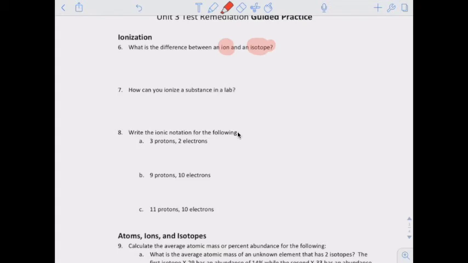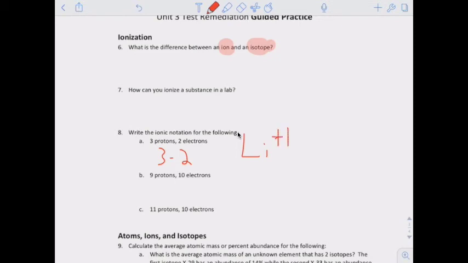Number 8 says, write the ionic notation for the following. So we have 3 protons, 2 electrons. 3 protons tell us that it is indeed lithium. It doesn't tell us the number of neutrons, but we can write lithium, and we really don't have to write the 3 right there. What we do to find the charge is protons minus electrons. So 3 minus 2 is going to give us plus 1.